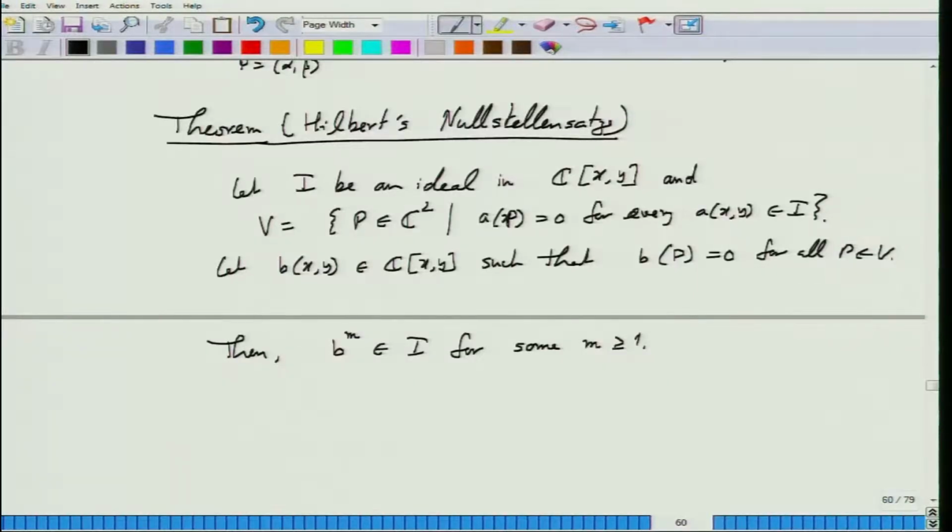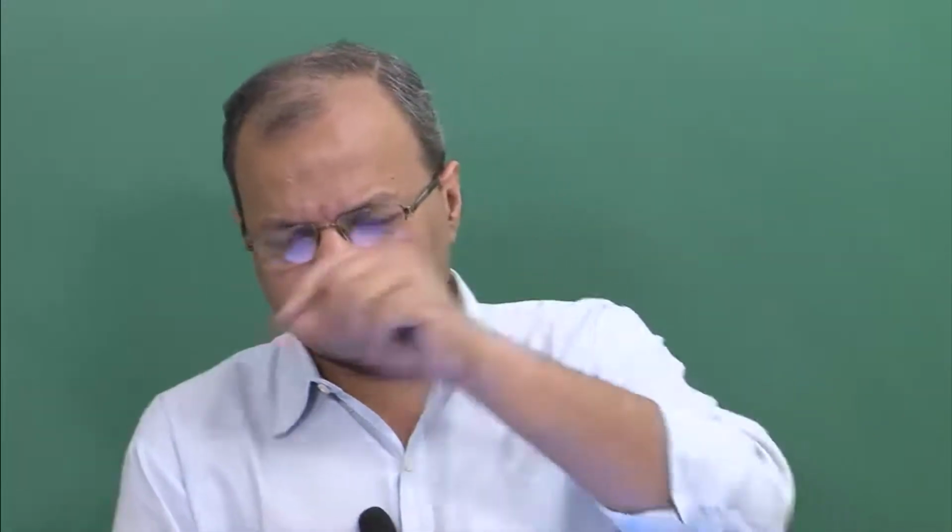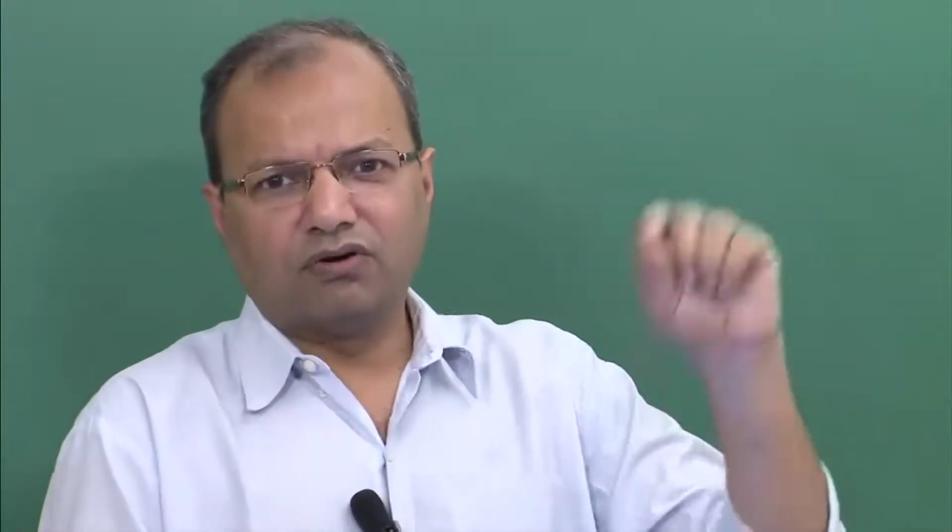So this rules out what I just asked earlier: if you start with an ideal which vanishes on a set of points, and take any polynomial that also vanishes on that set of points, that polynomial may not necessarily lie in that ideal, but some power of that polynomial lies in that ideal. And this is the best you can say anyway. So this establishes a correspondence between ideals and sets of points.